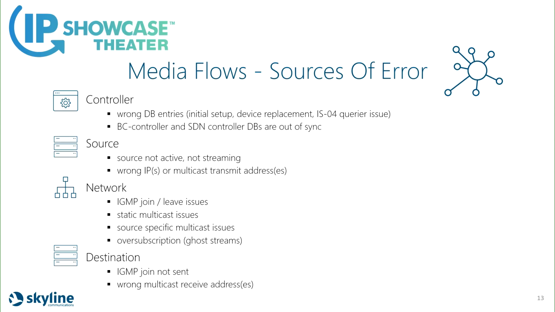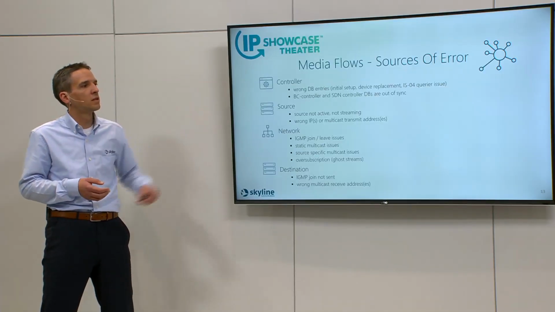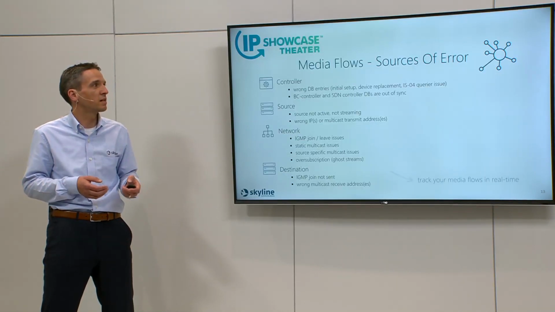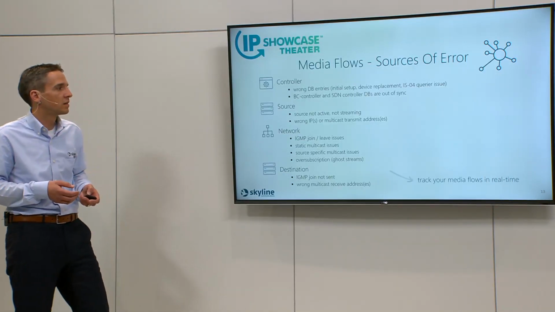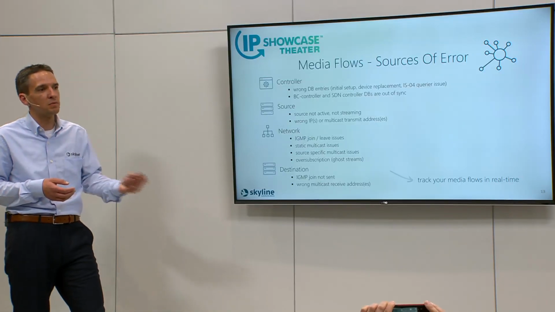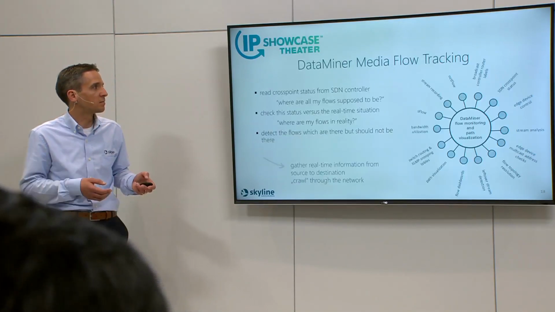Then last part is the destination. What we see sometimes, IGMP issues, the join didn't make it, or a leaf didn't make it, or again, the wrong multicast address, which was set by an SDN controller. So plenty of potential root causes that go wrong, or via stream doesn't make it from a source to a destination. So track your media flows in real time. That's also key for us. Next to PTP, that's something new. You didn't have that in SDI.